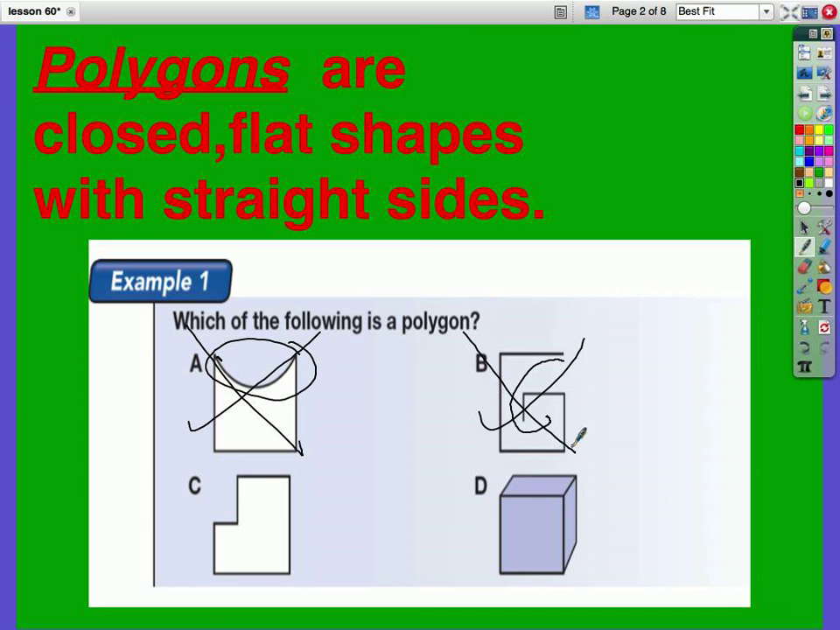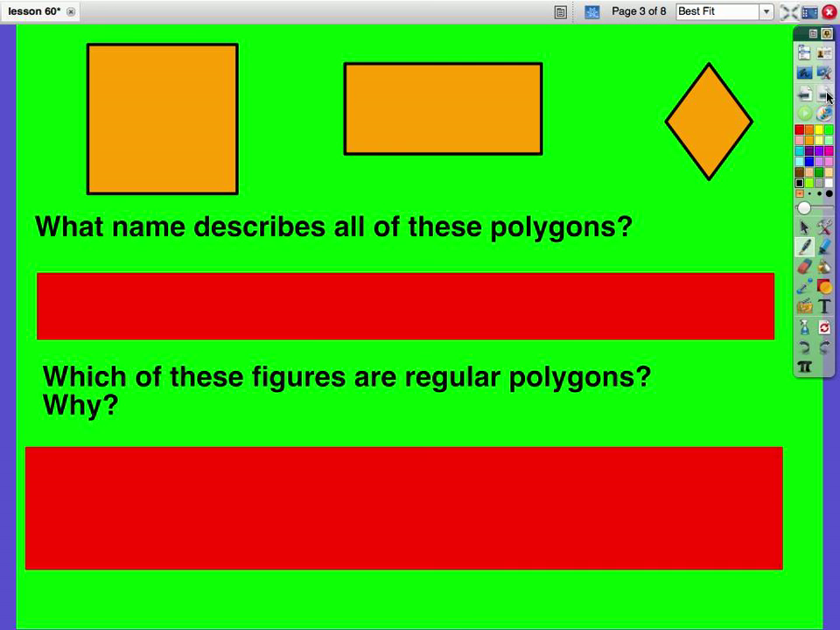C. It's closed. There's no openings. It is flat, two-dimensional, and all the sides are straight, so our answer should be C. If we look at D, it is closed, but it's not flat, it's not two-dimensional, so that makes us get rid of it, even though it has straight sides. So polygons are closed, flat shapes with straight sides.